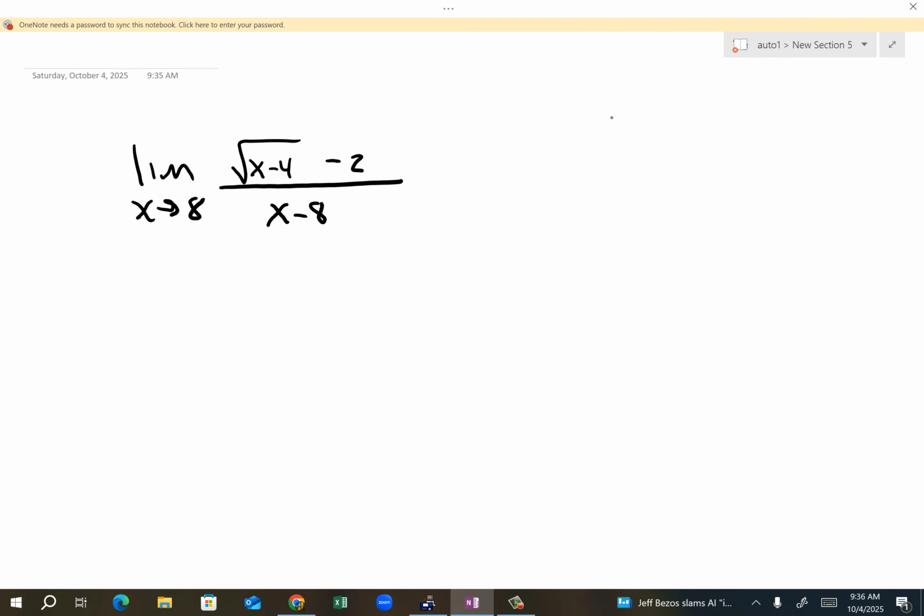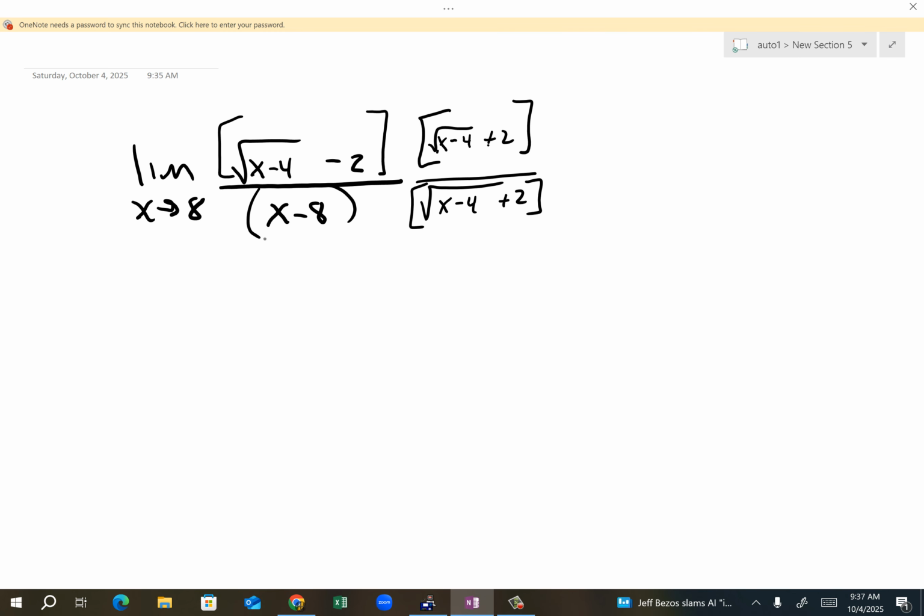Well, sometimes. Anytime that you have a radical, the square root of x minus 4 minus 2, what we can do is multiply by the square root of x minus 4 plus 2. And if I do it on the top, I do it on the bottom. Of course, what is the cardinal rule of algebra? Whatever thou doest to the top, thou must do to the bottom. We just multiply by 1. That's all we're doing.